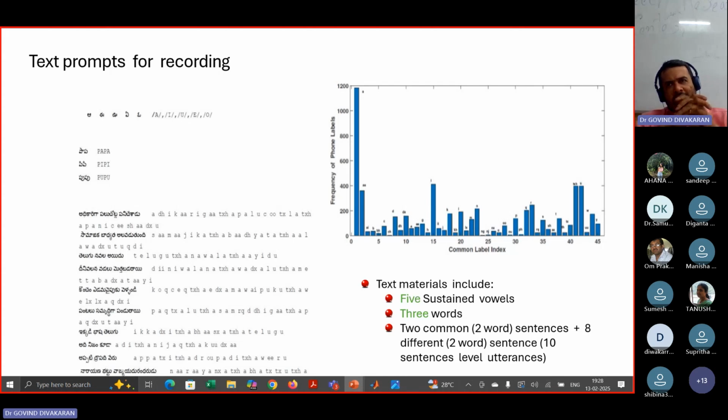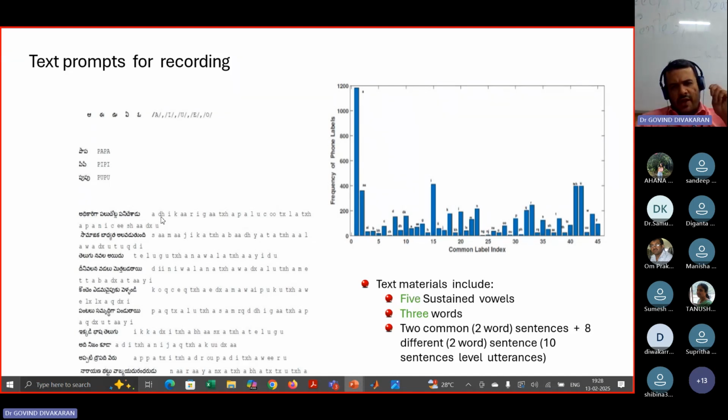Most of the patients who are approaching the hospital speak Telugu. Some of them know Urdu. So the choice of our language is Telugu, and we are designing the prompts in Telugu.